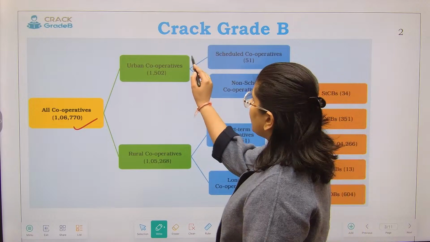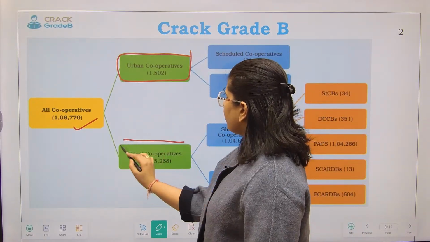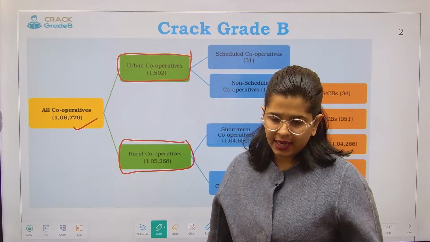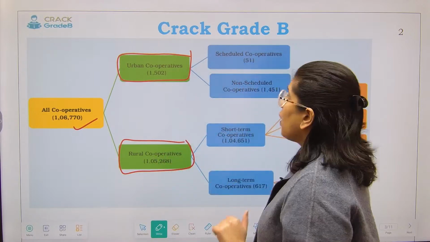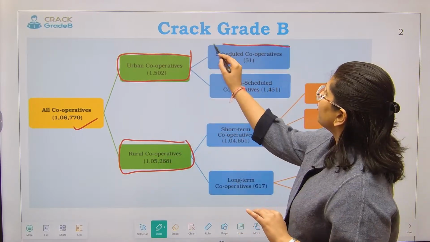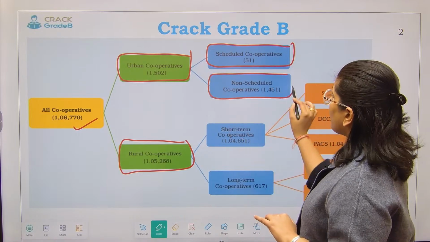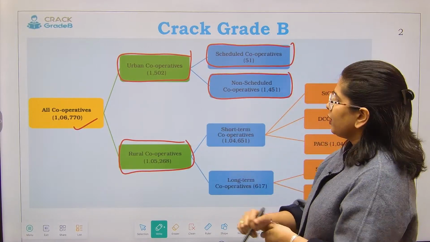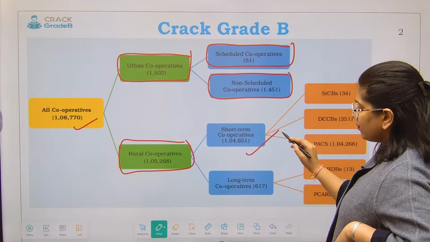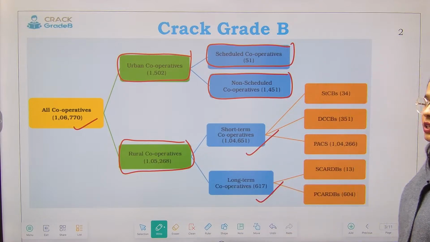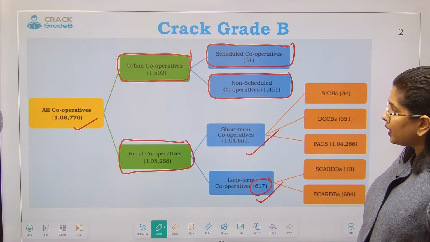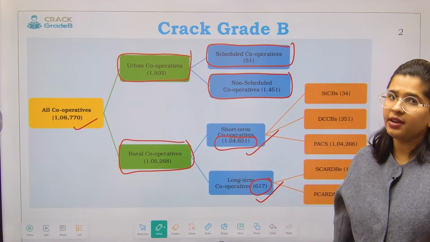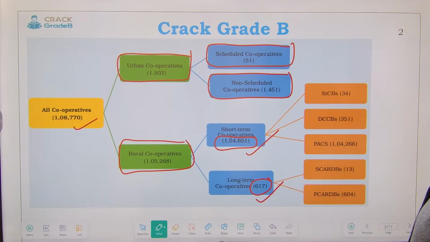Then we have something called urban cooperatives, 1502, and rural cooperatives, 1,05,268, right? So cooperatives are divided into two sections, urban as well as rural. What is there in urban? So in urban we have scheduled cooperatives and then non-scheduled cooperatives. There are two sections to it. When we talk about rural cooperatives, we have short-term cooperatives and long-term cooperatives. Long-term cooperatives are less in number, 617. This is the only number that we have, and in short-term cooperatives we have 1,04,651.